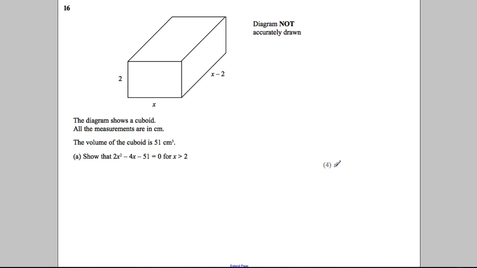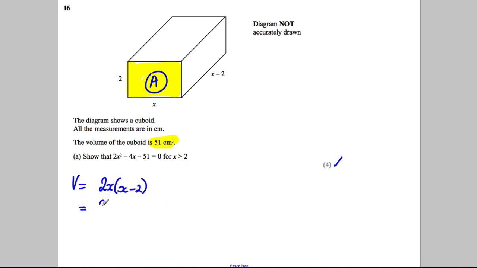Okay, there were 4 marks for this, and it said the diagram shows a cuboid, the volume is 51 centimetres cubed, show the following is true. Well, we know that the volume's 51. We could also work it out in terms of x. We could work out the area of the face, couldn't we? And we could multiply it by x subtract 2. So we could say that the volume would be x multiplied by 2, which we write as 2x, and multiplied by x subtract 2, like that.